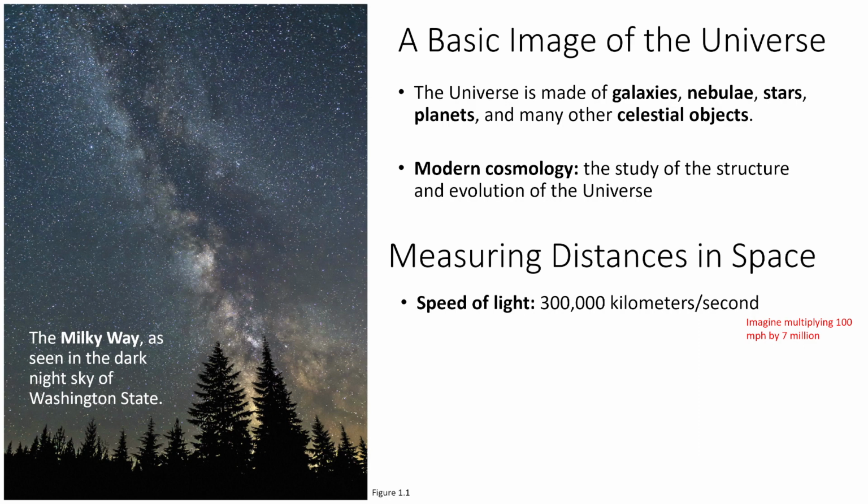If you wanted to try to put that in something that was more understandable, you may imagine multiplying 100 miles an hour in a car, for example, by 7 million times, and then you have the speed of light, more or less. 1 light year is the distance that light travels in a year, and that is 9.5 trillion kilometers.